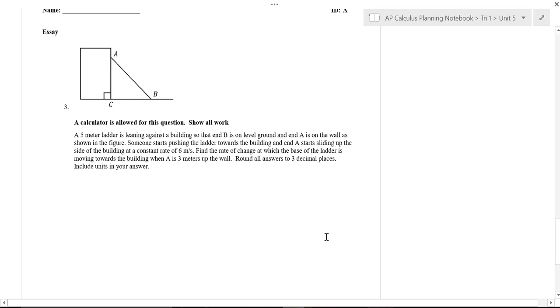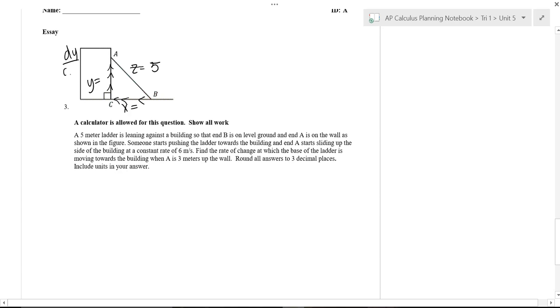All right, very last one. We have our related rates. Let's get it done. A 5-meter ladder is leaning against a building. Reading all through this, I'm going to say z equals 5. I always like using x, y, and z, but it is up to you. Someone's pushing the ladder towards the building, so it would assume that it's going up the building as we're pushing it. And it starts sliding up the building at a constant rate of 6 meters per second.